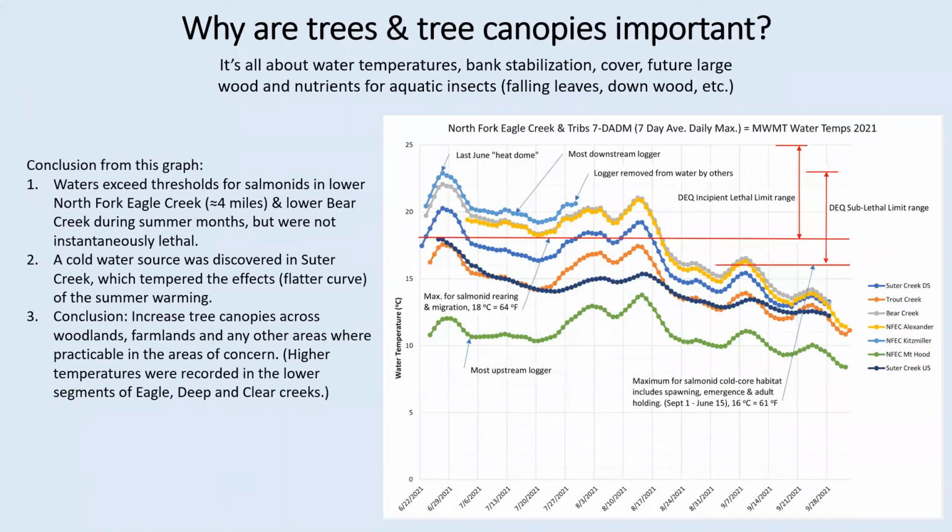There are areas of high concern. And there were, by the way, higher water temperatures recorded in the lower segments of Eagle, Deep, and Clear Creeks, some of which reached points of lethality for the fish. And if they were not able to reach cooler water, would have died.